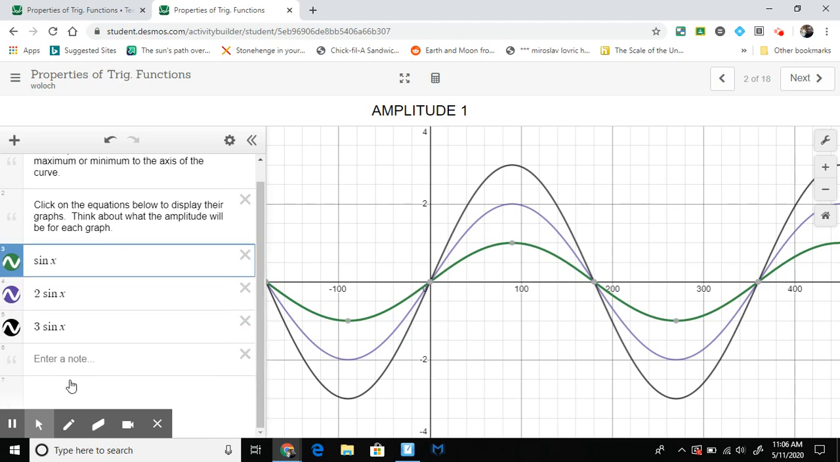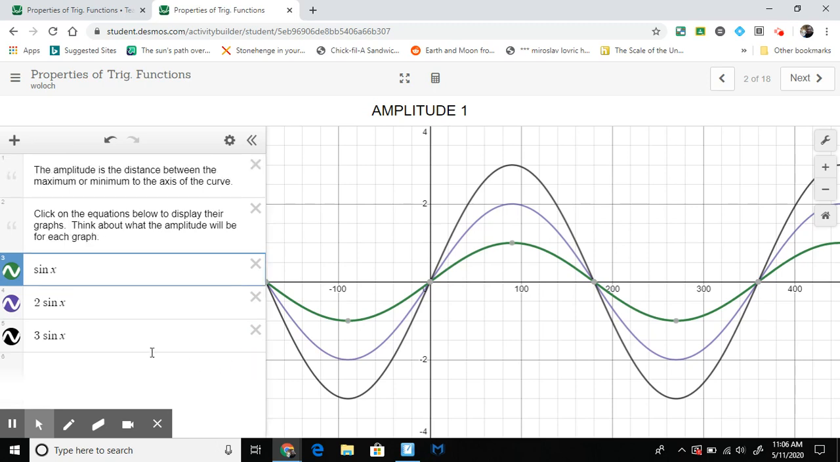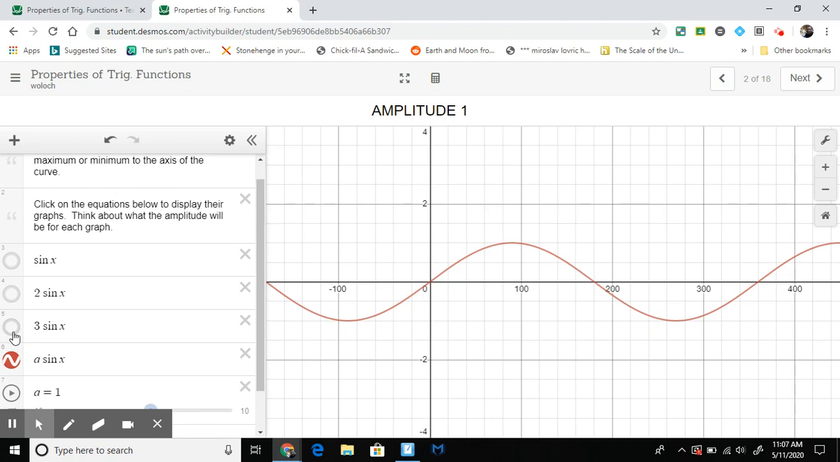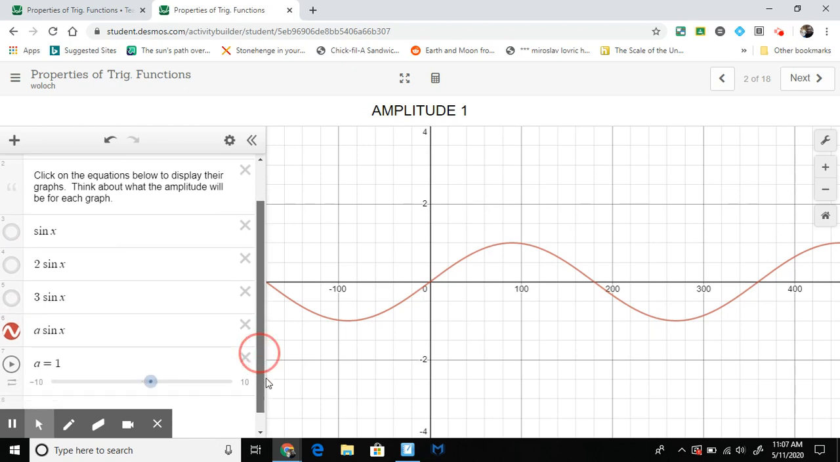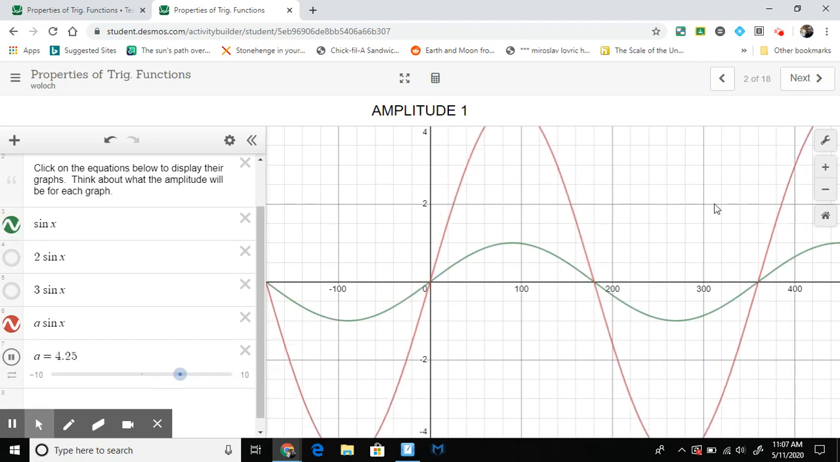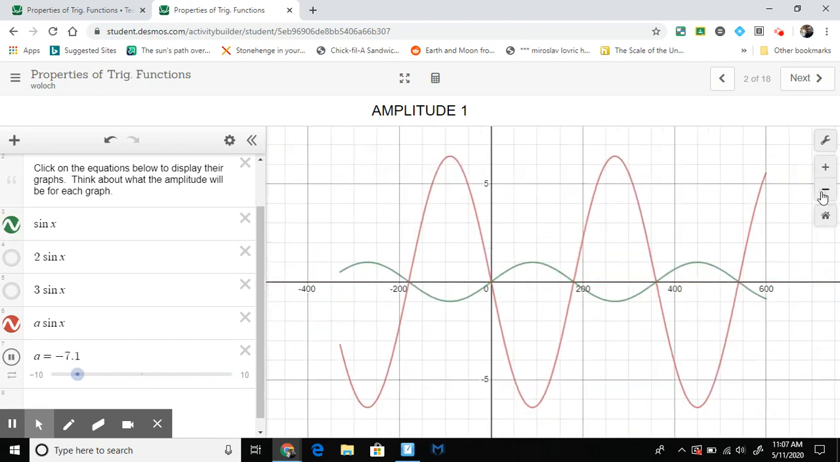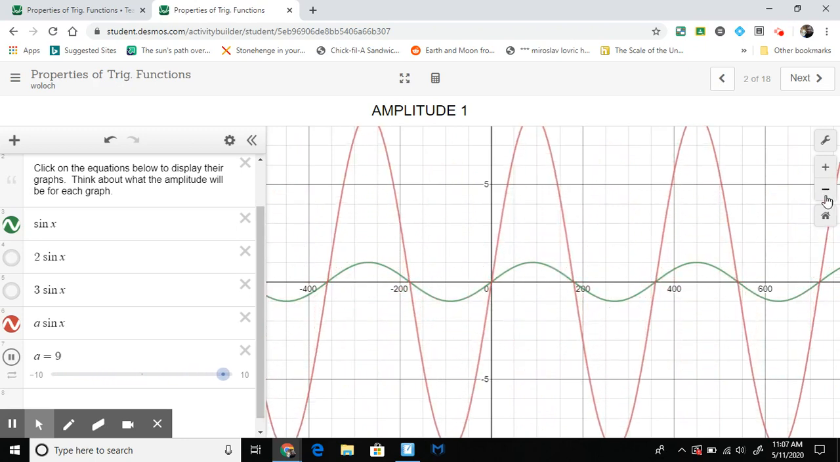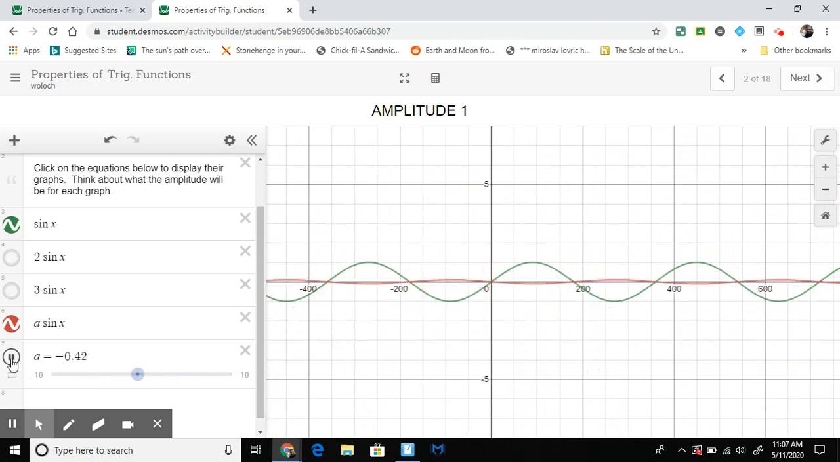So obviously if I put something like this in, a sine x, and added a slider, let me show you this. The a value is going to change the shape of it. So these are stretched. It can be compressed, it can be reflected, all that kind of stuff. So we go to the next.